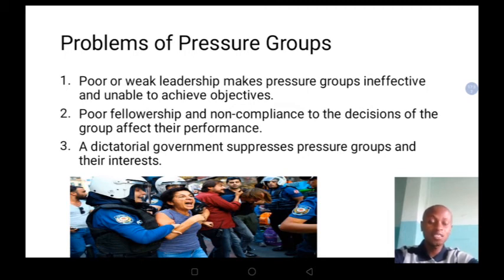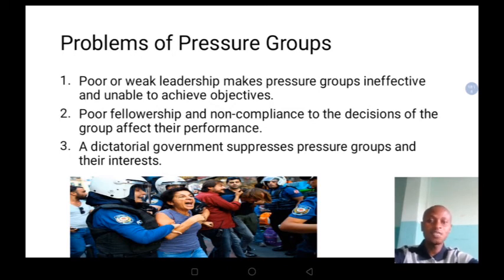If the leadership is not strong, remember when Adams Oshiomhole, Comrade Adams Oshiomhole, was the chairman of NLC, and how powerful he was, how he worked, how he fought for the interests of workers in Nigeria, and many times how he was arrested, intimidated, victimized, and he didn't give up. So we're talking about strong leadership. Every pressure group that has strong leadership will be on its path to achieving its goals.